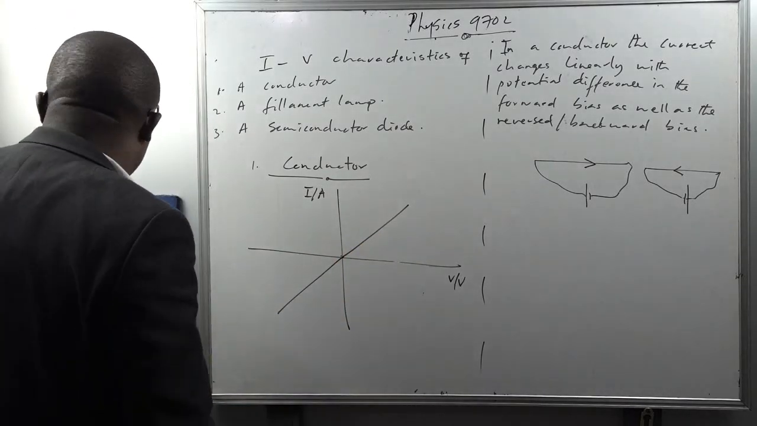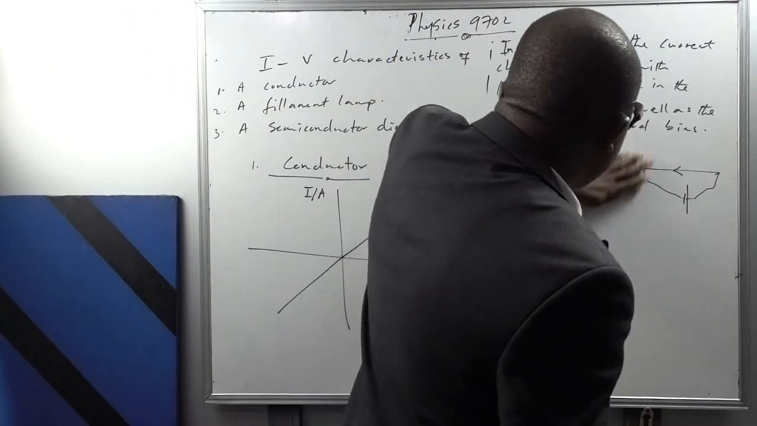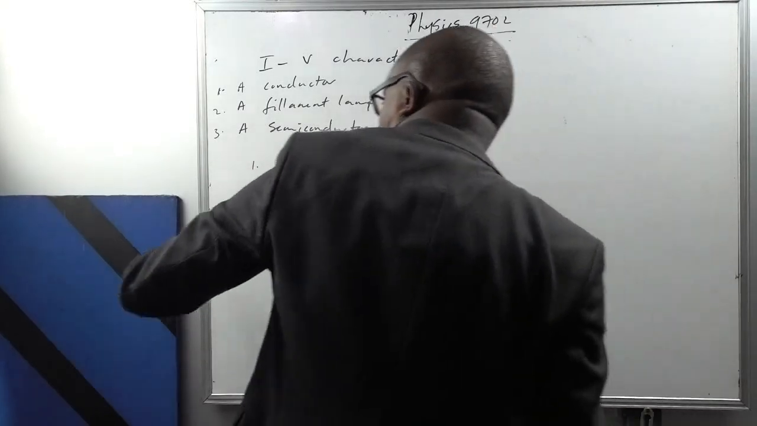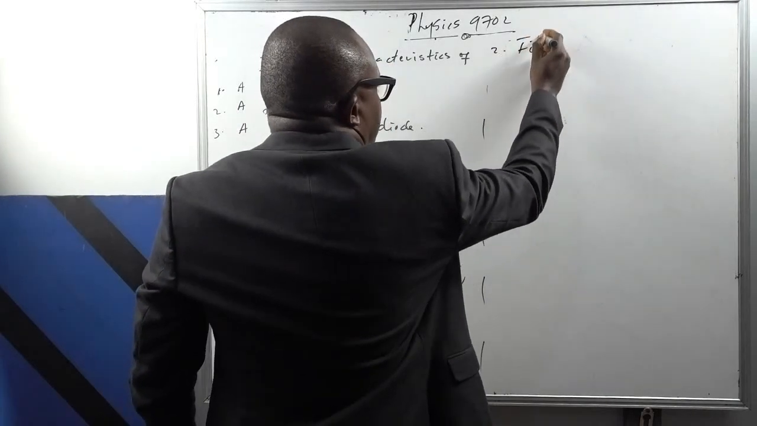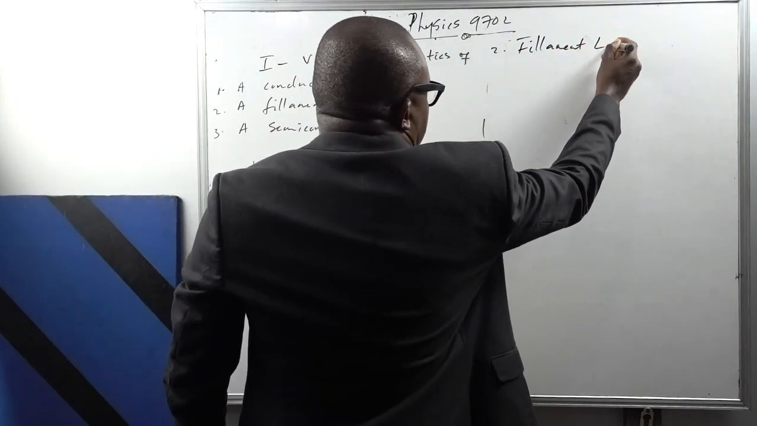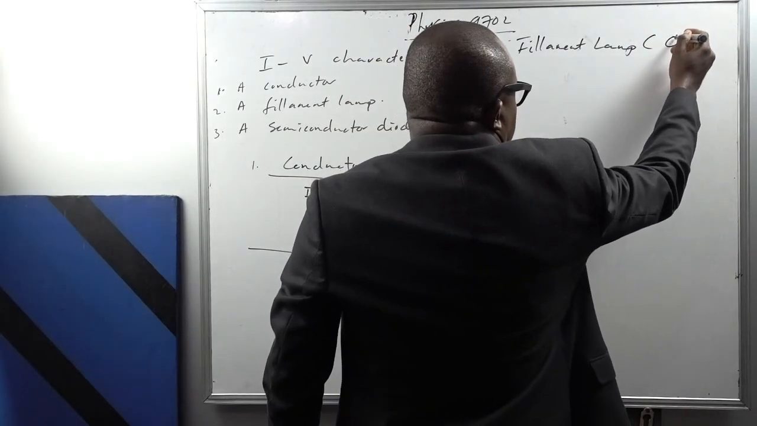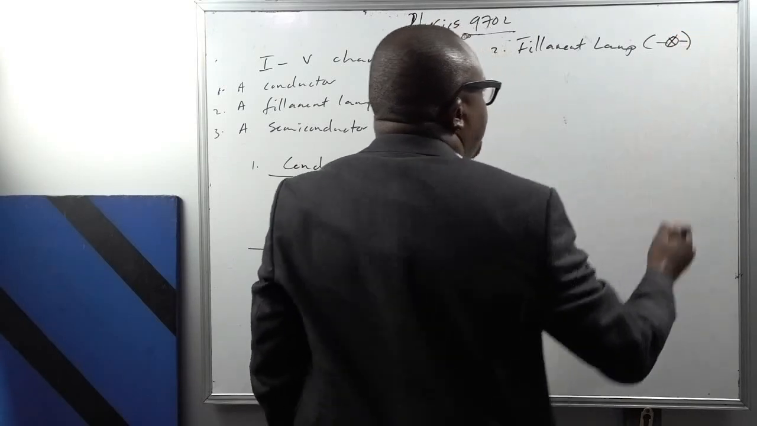Alright. Then number two, a filament lamp. Number two is a filament lamp. The symbol for a filament lamp is like this. That is the symbol for a filament lamp.